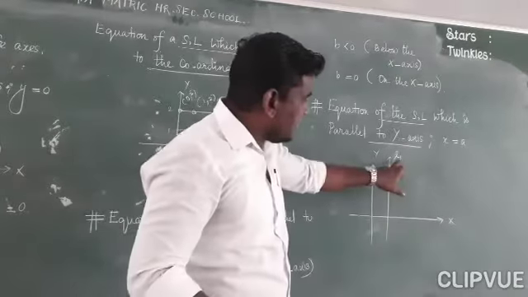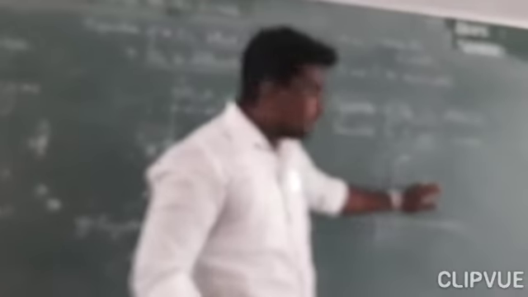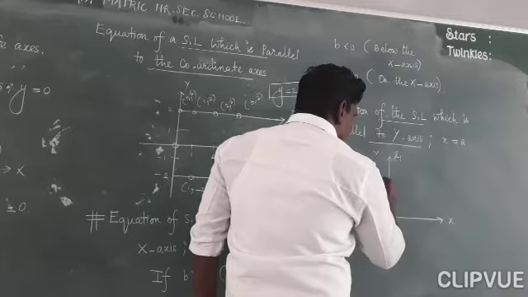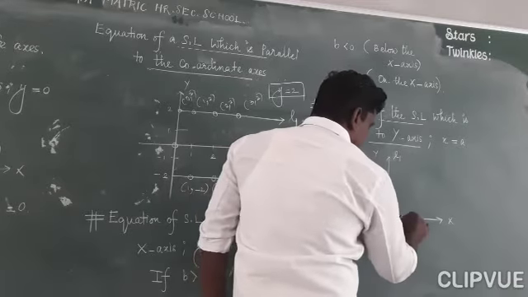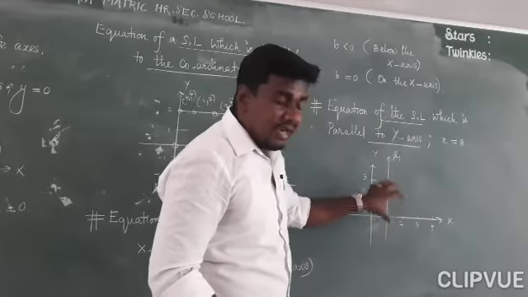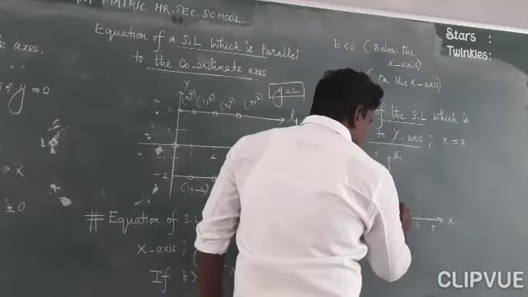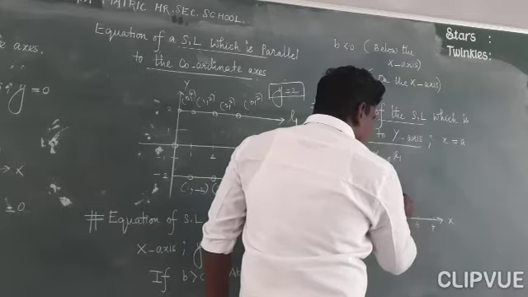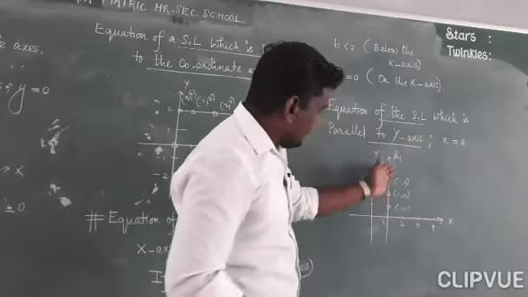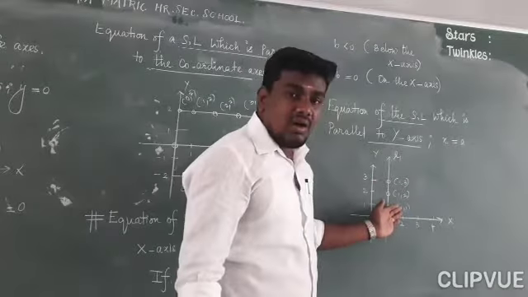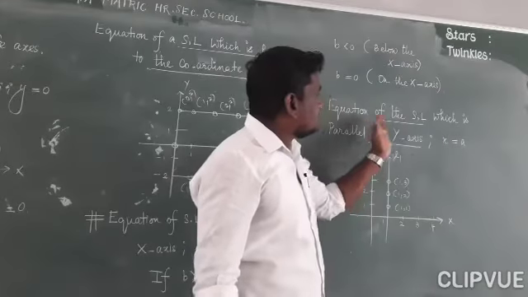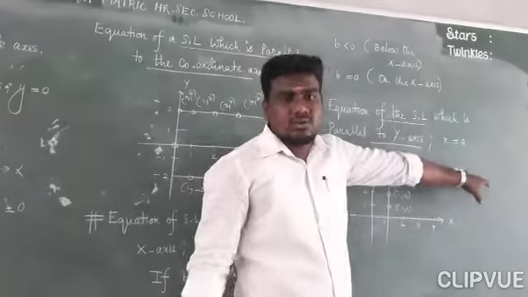I hope you understand. The straight line L1 is parallel to the y-axis. So here the points, you know that this is 1, 2, 3. Here 1, 2, 3, 4, like that. So what are the points lying on the straight line? First, this is (1, 1). This is (1, 2). This is (1, 3). Look at the straight line points. The x coordinates are constant. That's why the equation of the straight line which is parallel to the y-axis is x is equal to a.